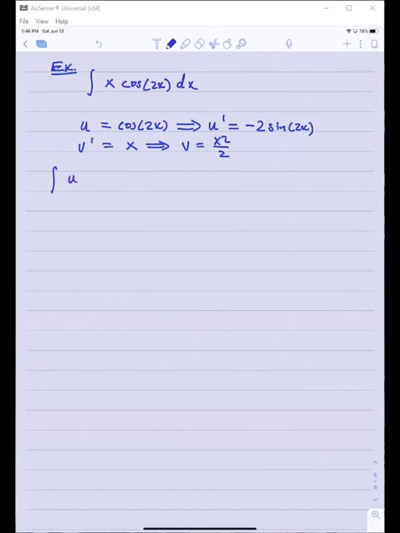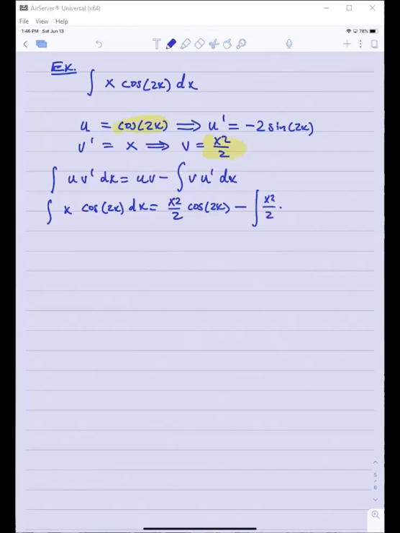Now I just put this together using my formula. The integral of u v prime is uv minus the integral of v u prime, which means in this case, x cosine 2x is uv, so uv is going to be x squared over 2 times cosine 2x, minus the integral of v, which is x squared over 2, times u prime, which is minus 2 sine 2x. Okay, so what does that give me? It gives me x squared over 2 cosine 2x. Looks like these two minuses will give me a plus.